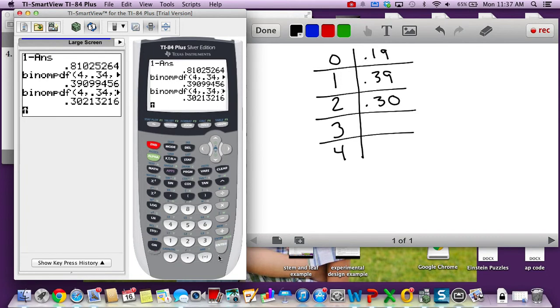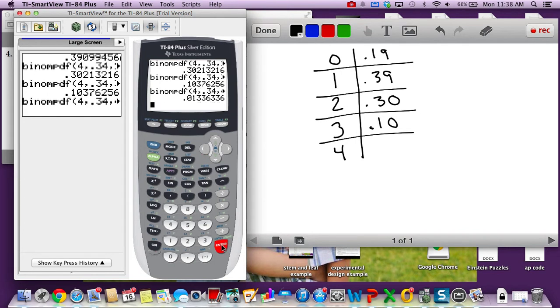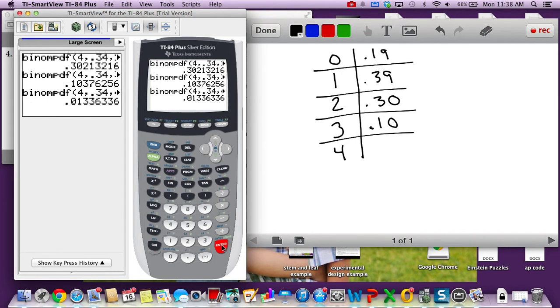Now I'm going to do second entry again. It just pulled up when I put 2. I'm going to change that to a 3 and hit enter. And that's 0.10. I'm going to do it one more time so that I can pull it up for 4. This is just a quick way to do it instead of going all the way back into the distribution menu. And I get 0.01.